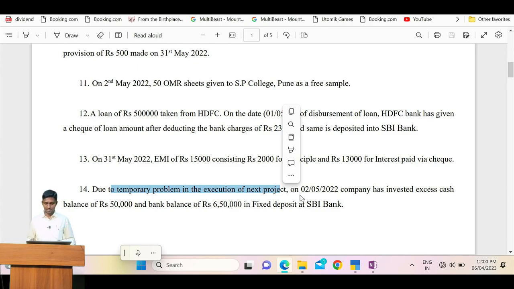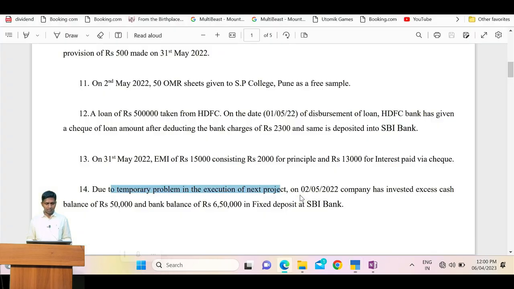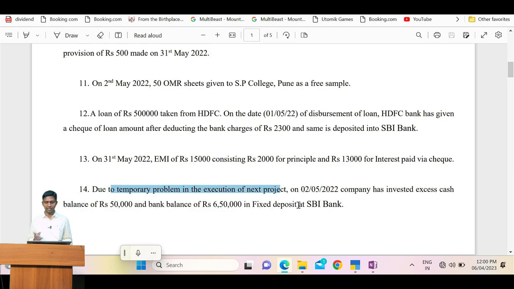We'll invest our cash. On which date? Instead of just keeping that idle without interest, we'll earn some interest. What intelligence? Second May, what had happened? 50,000 cash balance and 6,50,000 bank balance we transferred to SBI investment, SBI fixed deposit account. SBI normal saving or current you will find, and then SBI fixed deposit account you must create. You are transferring cash, correct, and bank balance.